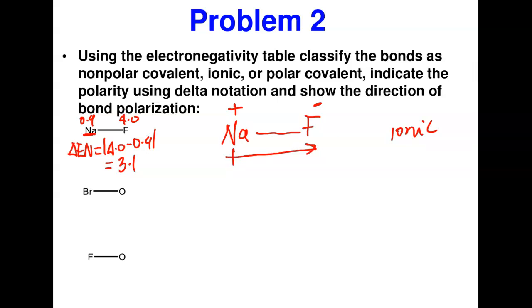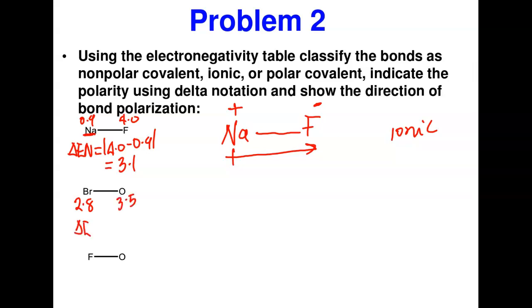Now we go to Br and O. Bromine, again, I'm not going to look it up again. If you have your electronegativity table, you can always pause this video, use your electronegativity table, solve the problems, and then come back and check for your answers and proper comprehension. So this is 2.8 for bromine. Oxygen is 3.5.